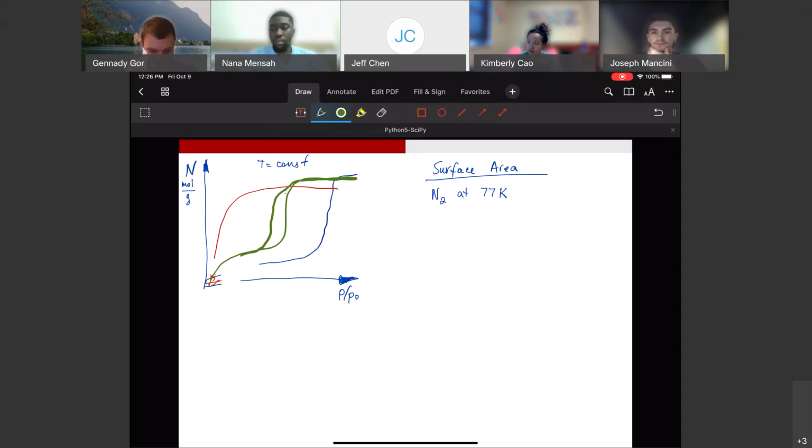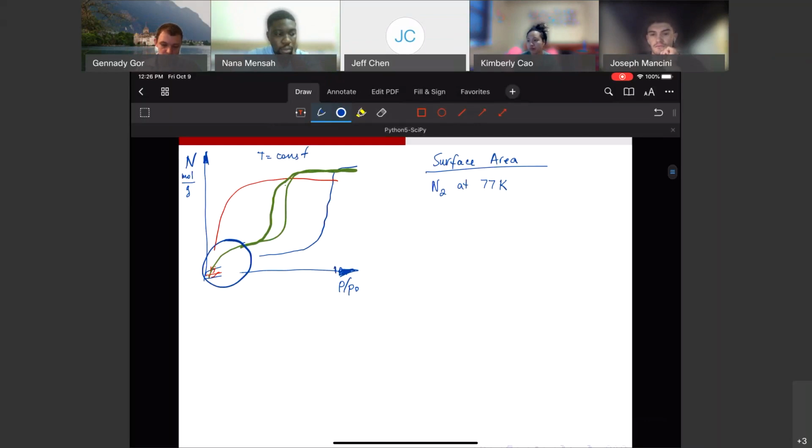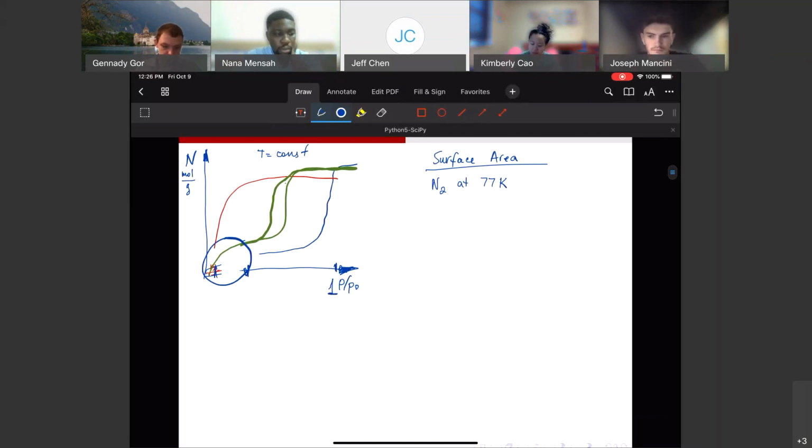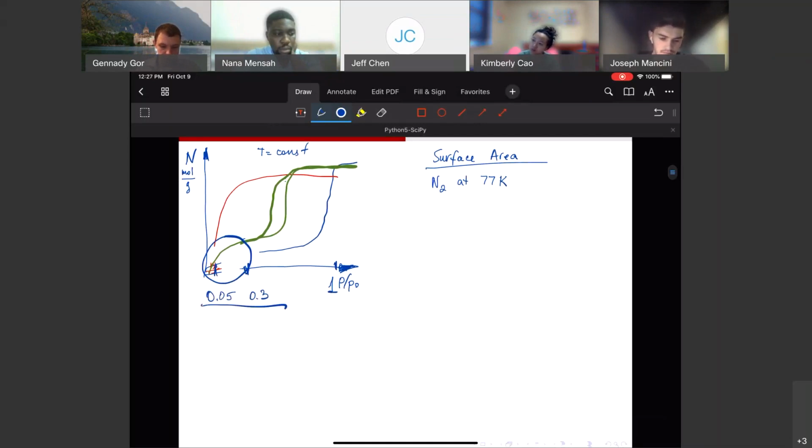I'm not going to go into detail with that right now, but what I want to say is that only a part of these data, the part which I occasionally erased, is used for determination of the surface area. If this is 1, relative pressure equals 1, the region between 0.05 and 0.3 is typically used for defining the surface area. And the method which is used is the BET method.